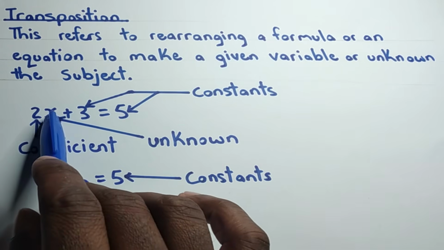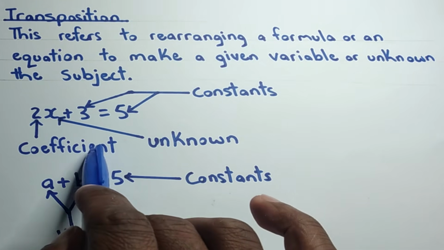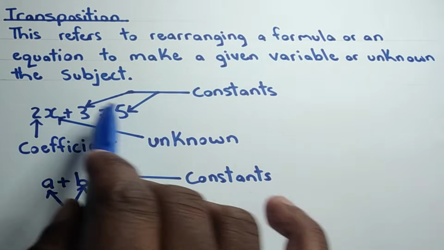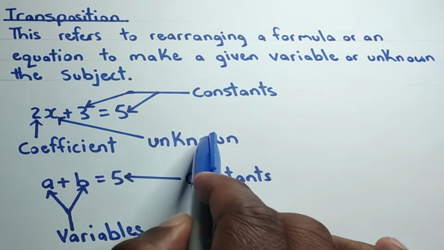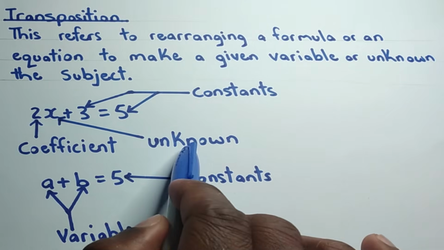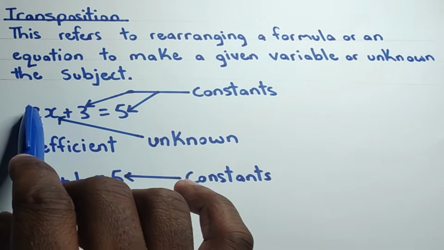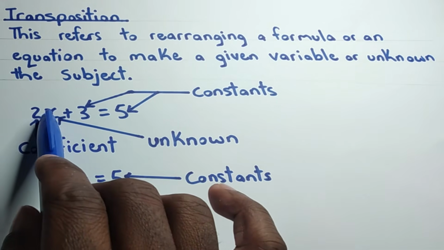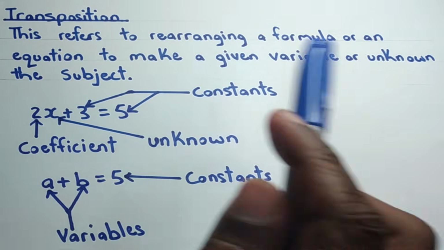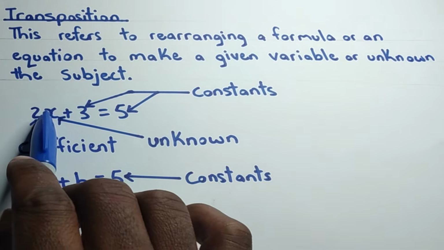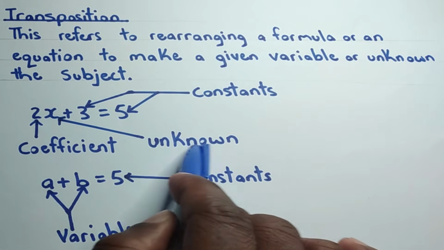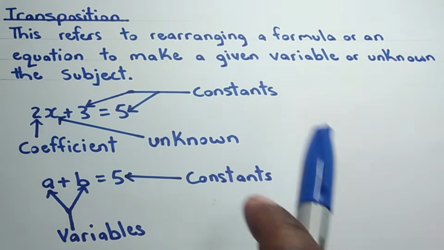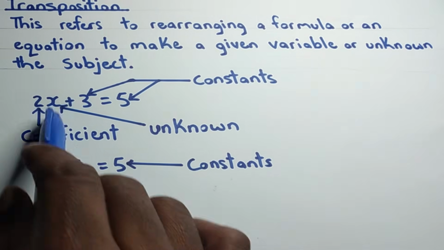The 2 that is in front of the x right here, we refer to as the coefficient. In fact, normally we say the 2 is the coefficient of the x, which is the unknown in this scenario and not a variable. And I'll explain why this x is an unknown and not a variable. So the coefficient is the 2, the number that is in front of the x, or the number that is multiplying the x. And the x we call the unknown, or the symbol, whatever is in this place right here. And we call the 3 and 5 here, the numbers by themselves, constants.